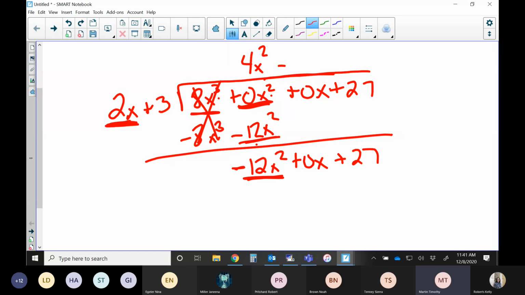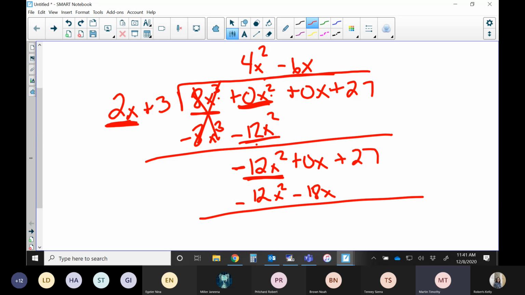Well, I need a negative. 2 times 6 would be 12. X times x would be x squared. Distribute this thing. I got to multiply this by both of these things. Remember, this times this, better cancel this first one out. This times this, whatever happens, happens. So negative 6 times a positive 2x is a negative 12x squared. Perfect. Negative 6 times a positive 3 is a negative 18x.